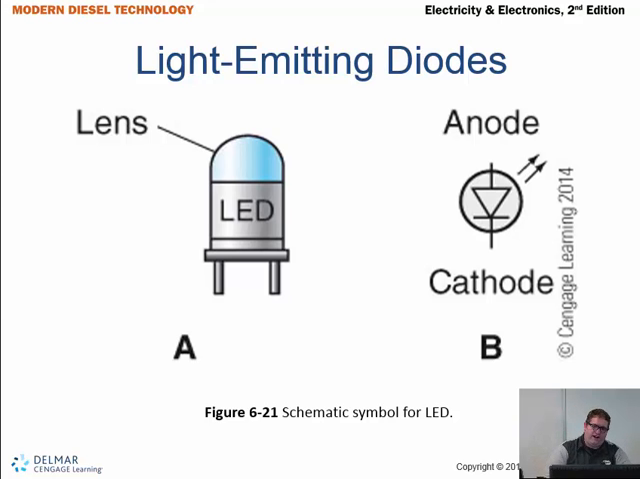All right, so here's one of our favorite diodes. We're going to see these on a regular basis. This is the light-emitting diode. If you've owned a modern flashlight in the last couple of years, it probably is using an LED. LEDs are great. They produce lots of light and consume very little voltage or current, which is nice.